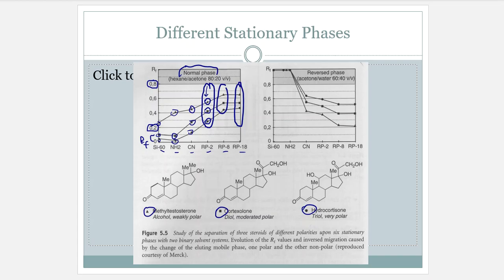Same story on the right-hand side. This is reverse phase. So now what they do is that they use acetone and water, which is very polar. That is reverse phase for silica. That is also reverse phase for HPLC. These are polar mobile phases. That is reverse phase.